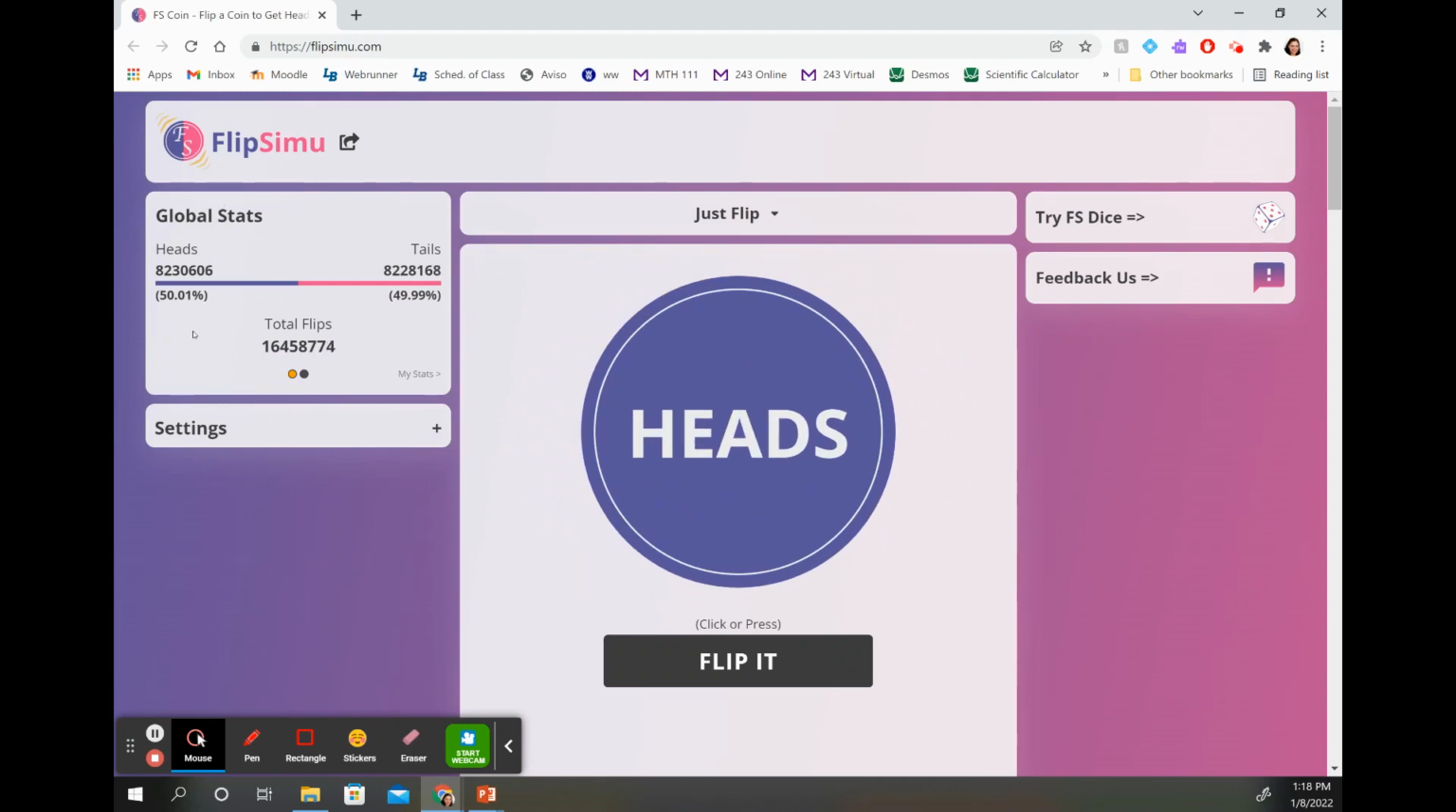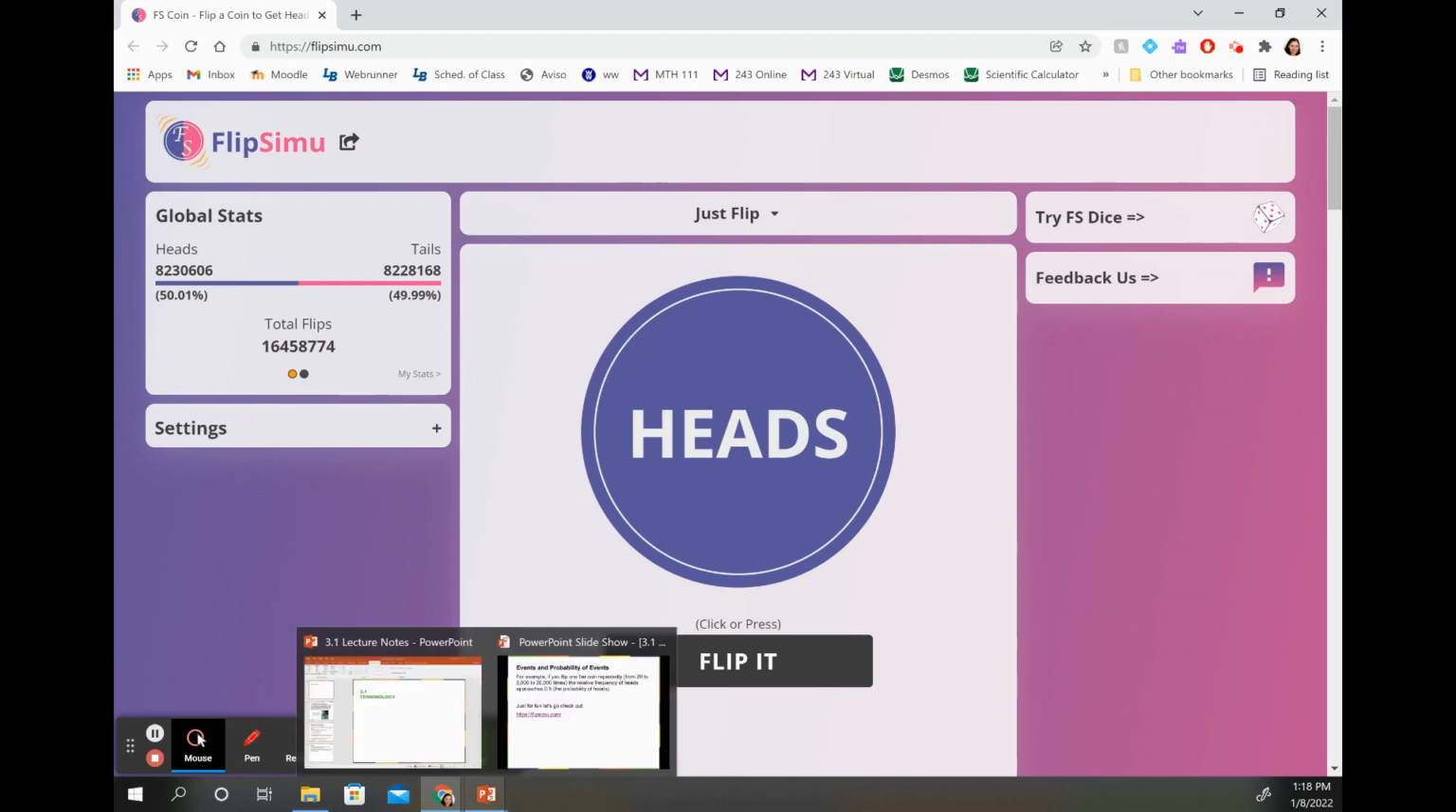And you can see after 16 million flips, 50.01% of the time it's heads and 49.99% of the time it's tails. So even after 16 million flips, it's still not exactly at 50%. But if we did this forever, infinitely many times, that would reach a half. And that's what we're talking about when we're talking about probability.